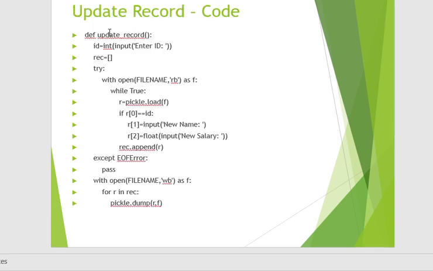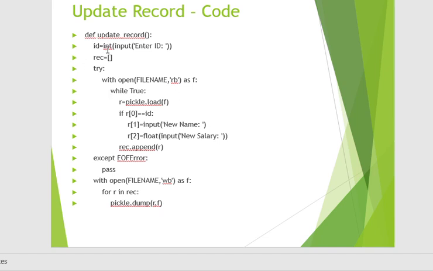When we are updating the record, we have to upload everything again. So the function used here is def update_records. Which record do you want to update? We want to update the record on the basis of id. So first we have to look for the record. If it exists, we will take the values which we want to update. Name and salary can be modified, while id is what we are looking for.